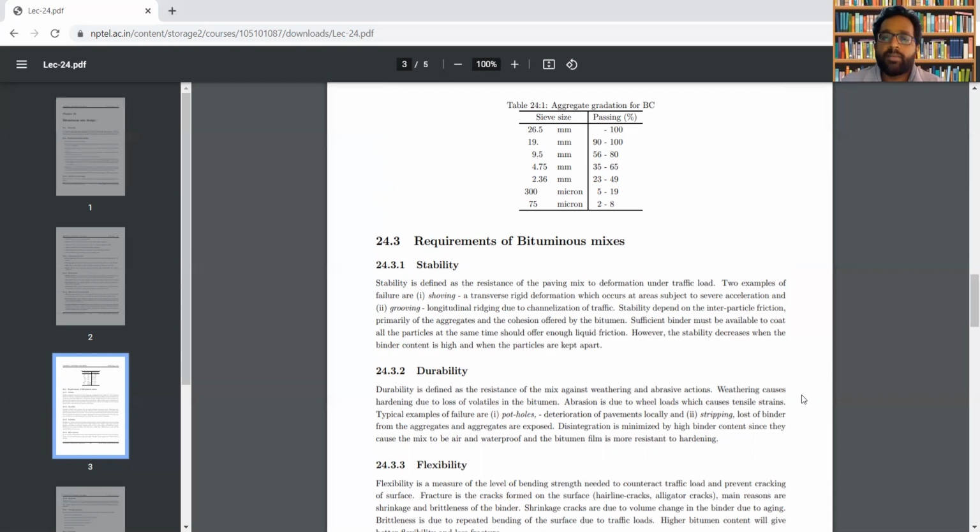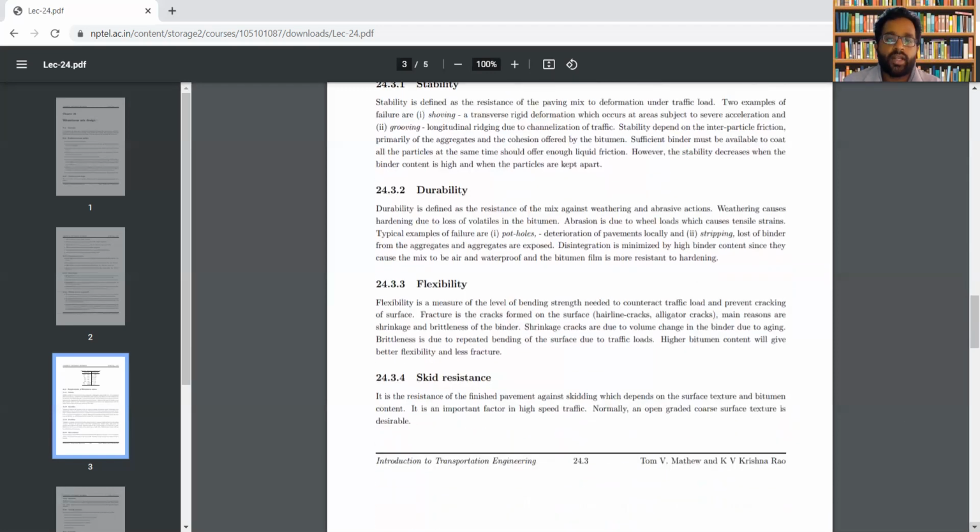Now, when the bitumen content is high, when the binder content is high, and when the particles are kept far apart, the stability will be decreasing. Next one is durability. Against weathering and abrasive action, there should be some resistance offered by the mix. You call it durability.